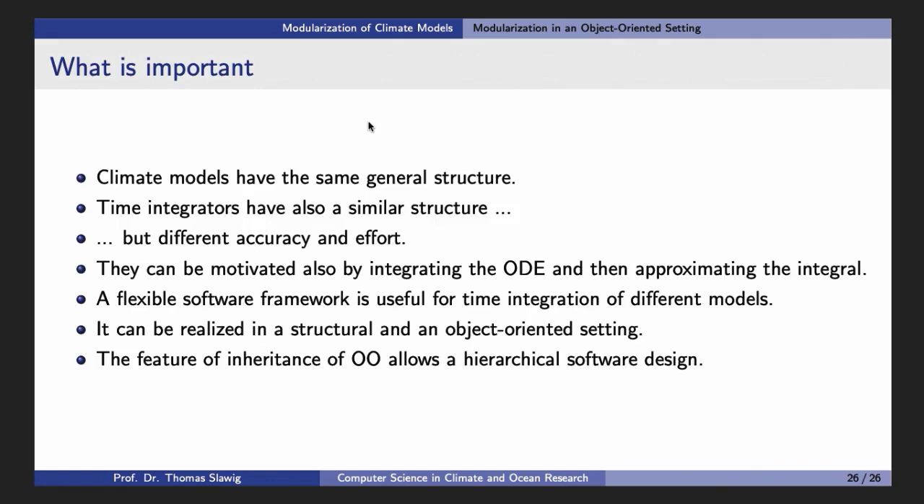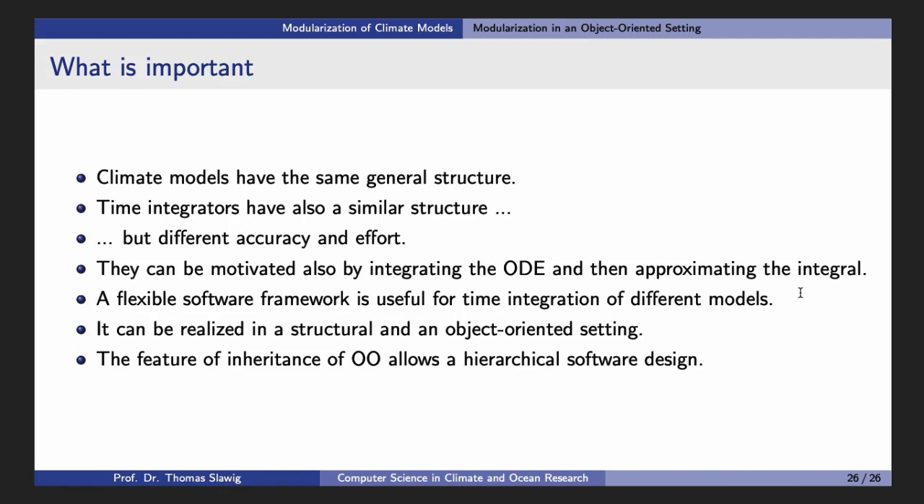So this is a notation where you can find here always, for the data, the accuracy and effort, of course, and for a method you see the name, somehow the parameter type and the type of the return value. Time integrators can be motivated by integrating the ODE and then approximating the integral, which gives an idea above in this superclass.